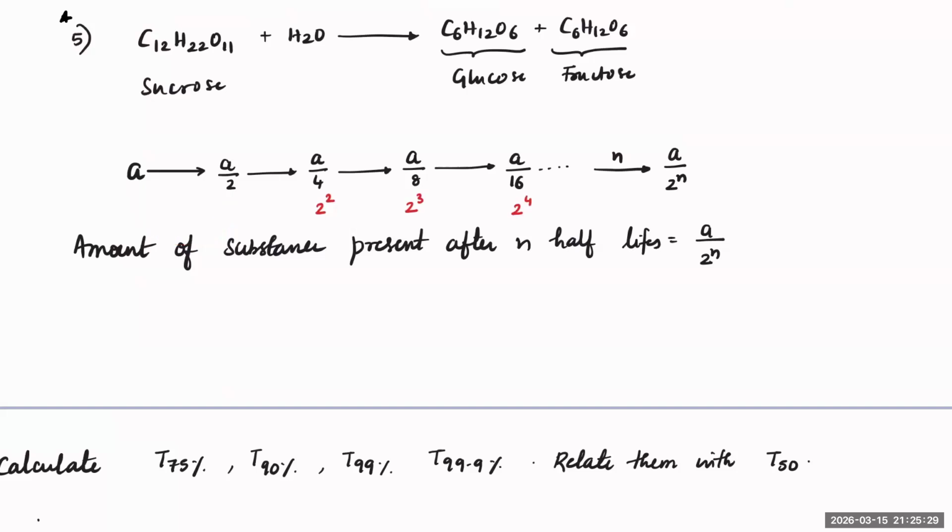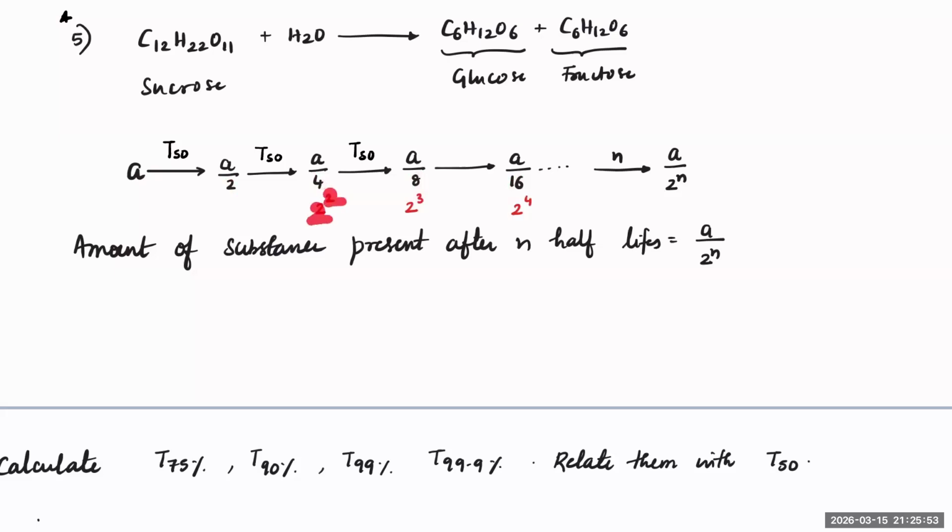Now, another important fact you can see is that from A to A by 2, if you are taking T50, one half-life has been taken. A by 2 to A by 4, two half-lives will be taken. And A by 4 to A by 8, three half-lives will be taken. But have you noticed the denominator? The denominator earlier was 2, now it is 4, 8, 16. It is like a GP.